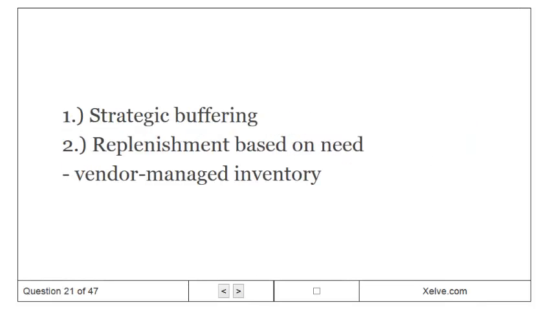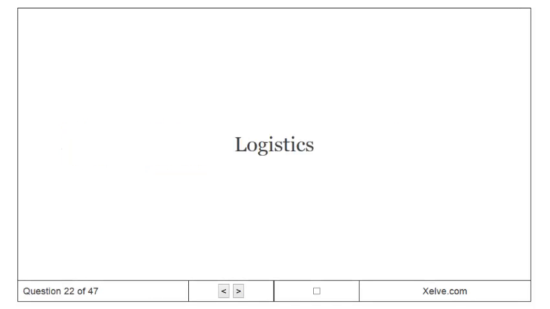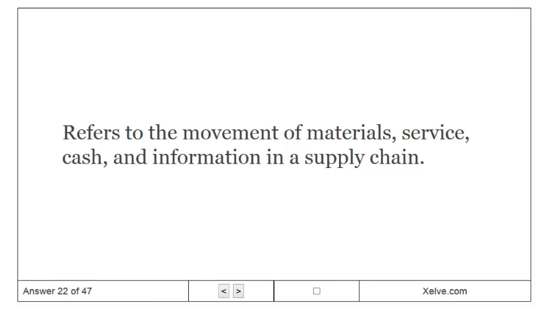1. The strategic buffering. 2. Replenishment based on need. Vendor-managed inventory. What are the 2 ways to overcome the bullwhip effect? Logistics refers to the movement of materials, service, cash, and information in a supply chain.